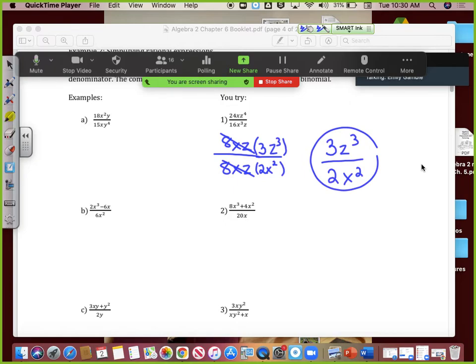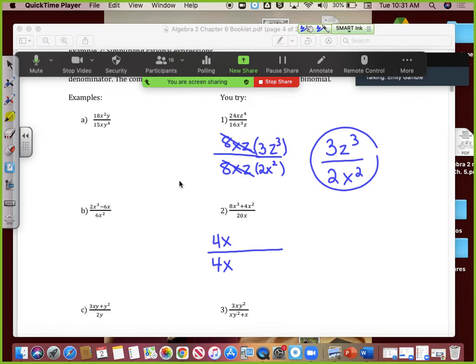Number 2, looking at the coefficient numbers, 8, 4, and 20. The GCF, the biggest number that I can take out of all 3 of those, would be 4. So I'm going to set it up as having 4 taken out of the top and 4 out of the bottom. And then looking at all of the x's, I have x to the 3rd power, x to the 2nd power, and then 1x on the bottom. I can take 1x from everything in the top and the bottom.